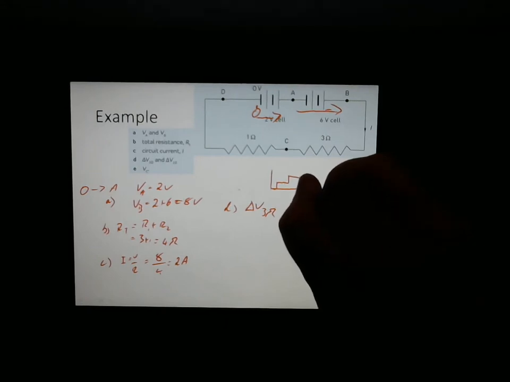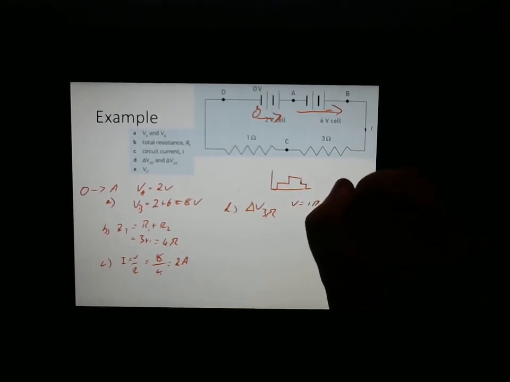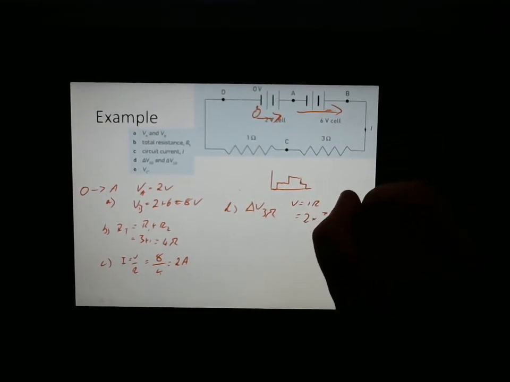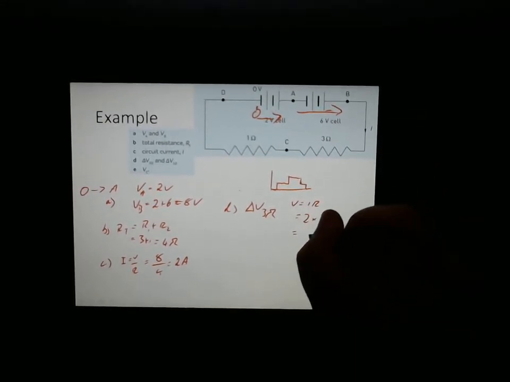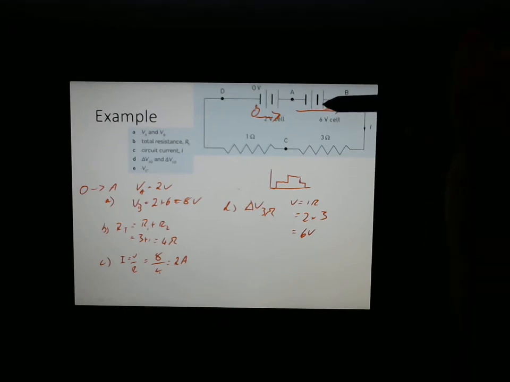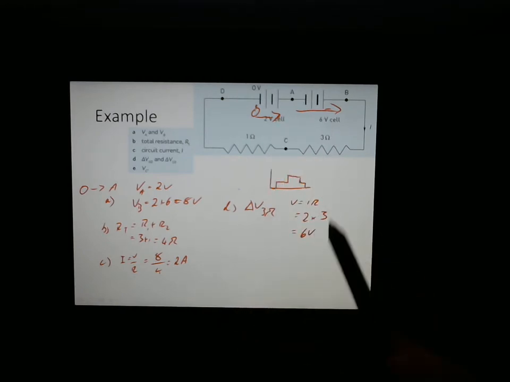And we know that V equals IR. We know I equals 2. That's going to equal 3 ohms. So therefore, the change in voltage, how much voltage it uses up here, must be equal to 6 volts. The fact that it just happens to match this is no relevance at all. They could have used 4 and 4, and we still would have got 6 volts being used up as it goes through here.